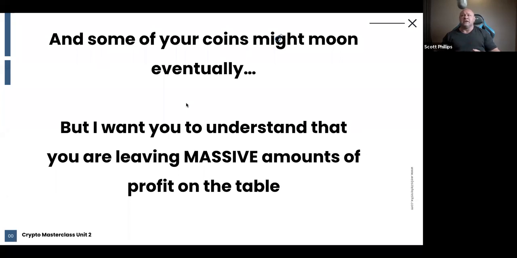And I want you to understand that you're leaving massive amounts of profit on the table. And I don't mean just a little bit of profit, like you can squeeze an extra 20%. You can squeeze an extra 500, 1,000% out of the bull market by taking it seriously, just doing it properly, like being a professional.